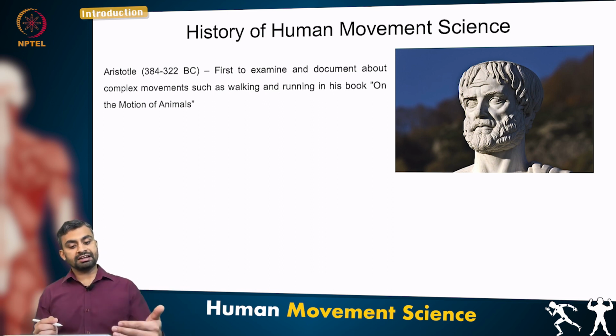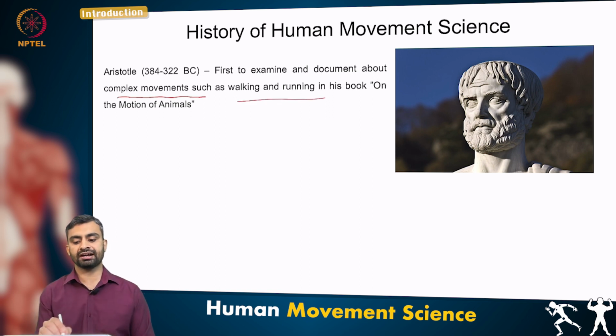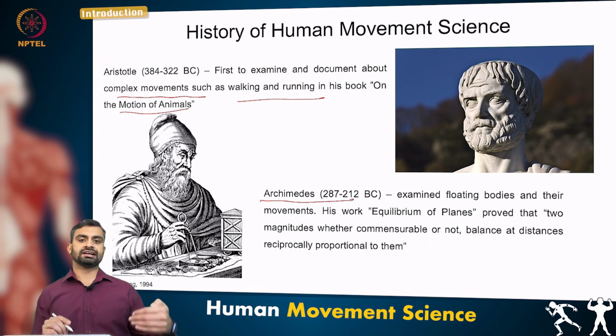So Aristotle, 384 to 322 BC, was the first to examine and document complex movements such as walking and running, and he published a book named On the Motion of Animals, which was followed by Archimedes, a renowned researcher and scientist.